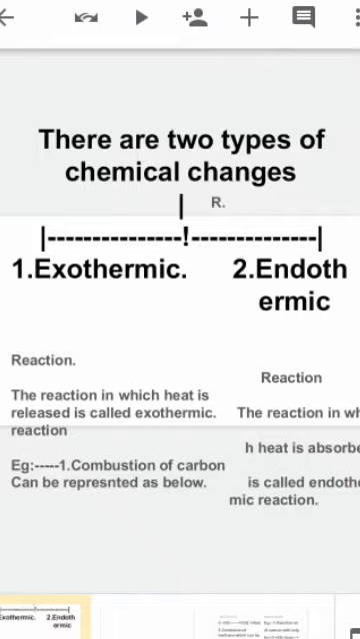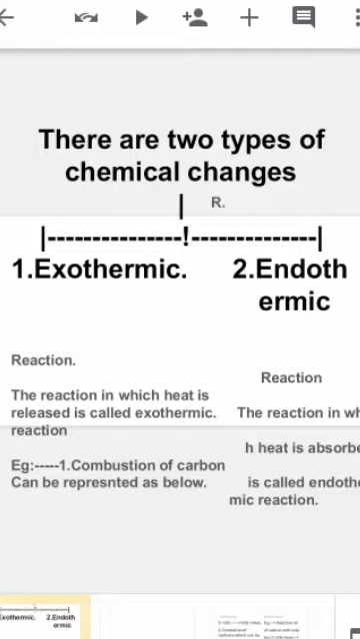In this video we will discuss physical and chemical changes for class 7. Today's topic is chemical changes. There are two types of chemical changes, exothermic and endothermic. Exothermic reaction and endothermic reaction.